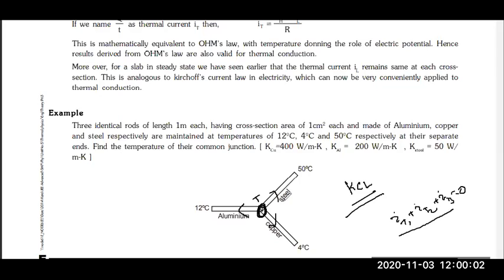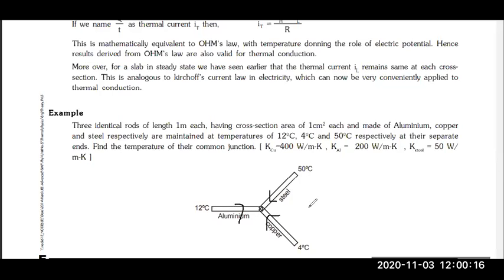Either you take this direction or that direction when writing this. For our convenience, we will take either outward or inward, so you have to see what the direction is. For the sake of convenience, I'll just assume the direction of current is the same. So I can write it like this: 12 minus T by R aluminium, I'll calculate separately, plus 50 minus T by R steel plus 4 minus T by R copper is equal to 0. Yes or no? Easy.